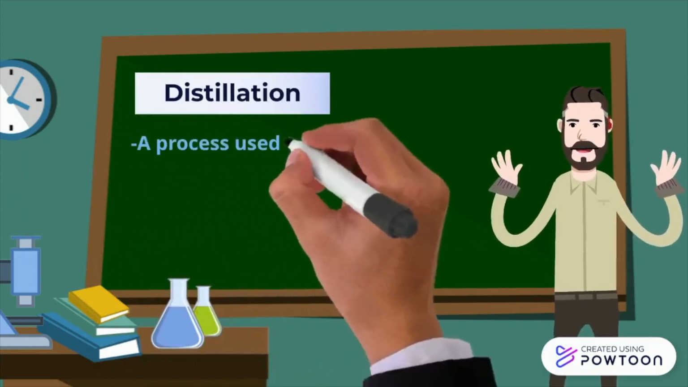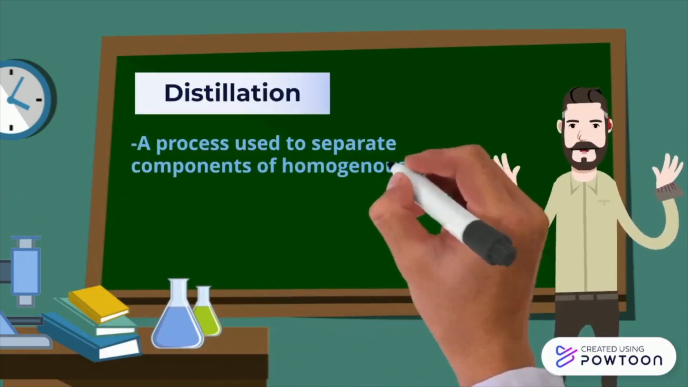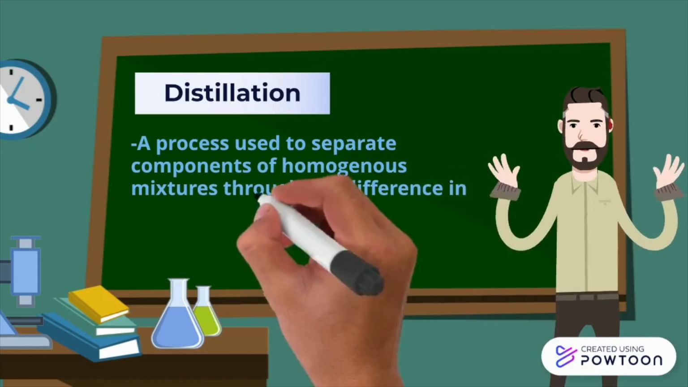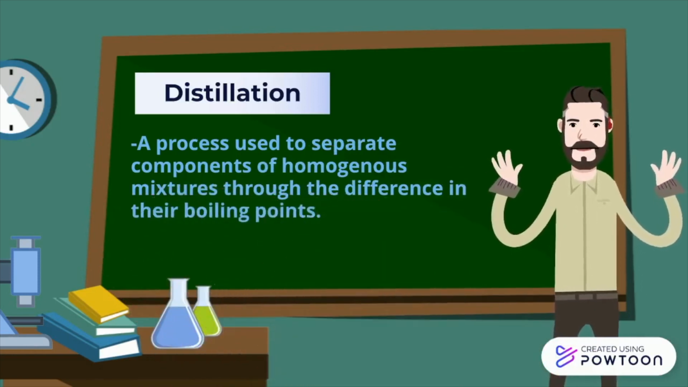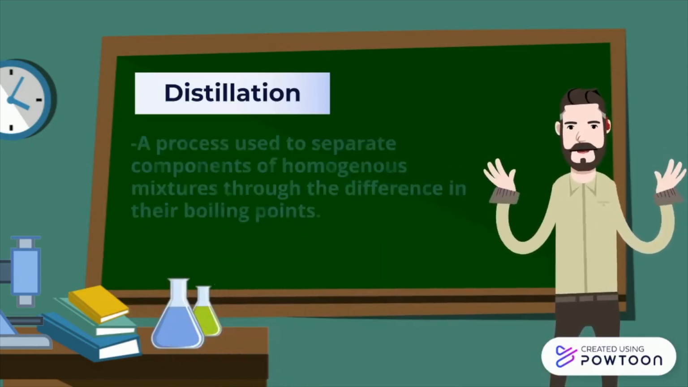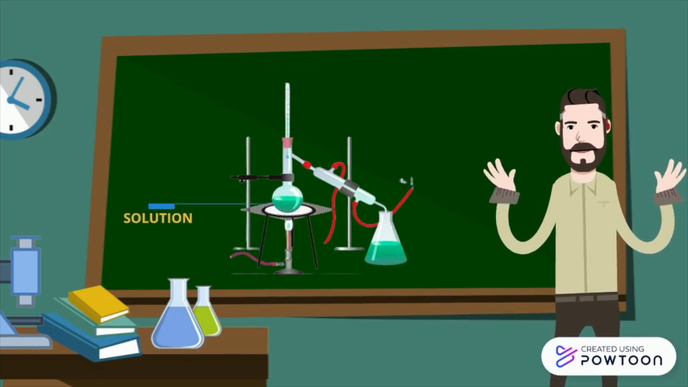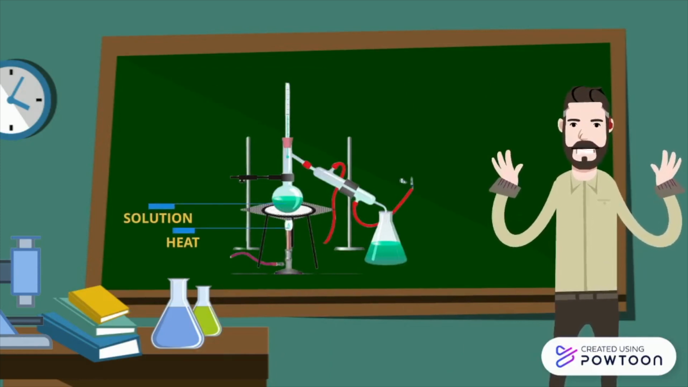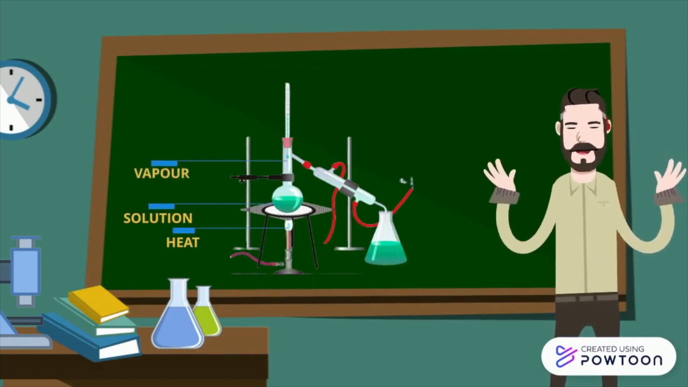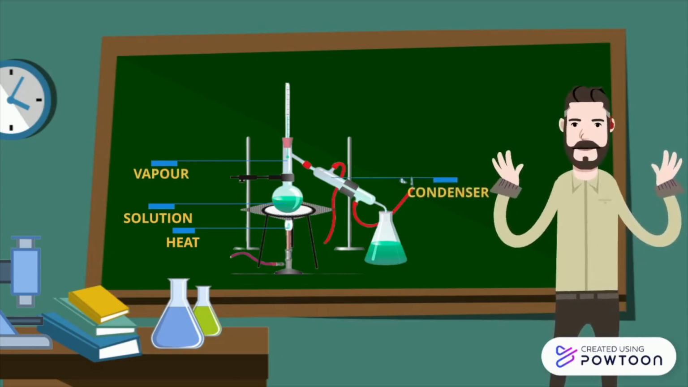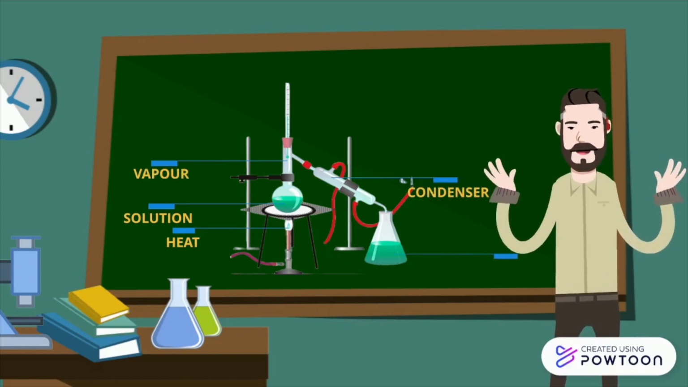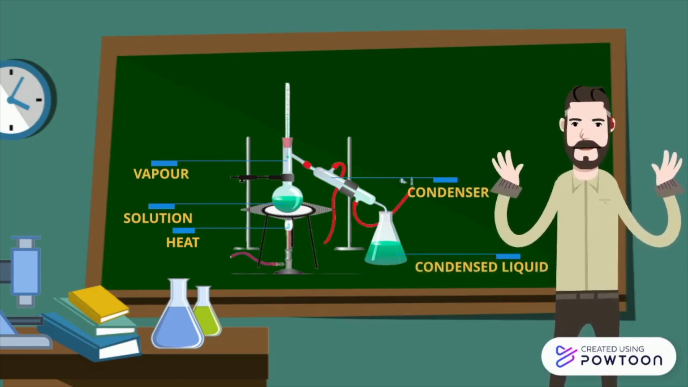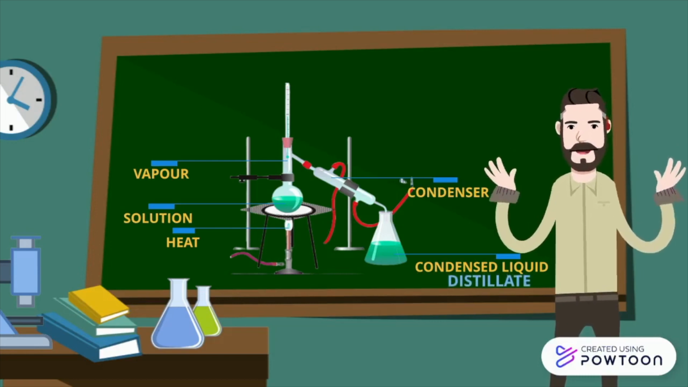Another separating technique, we have distillation, which is a process used to separate components of homogeneous mixtures through the difference in their boiling points. As the solution is being heated, the liquid with the lowest boiling point boils first and becomes a gas. This gas is then cooled through a condenser. The condensed liquid is then collected in another container. The collected liquid is known as the distillate.